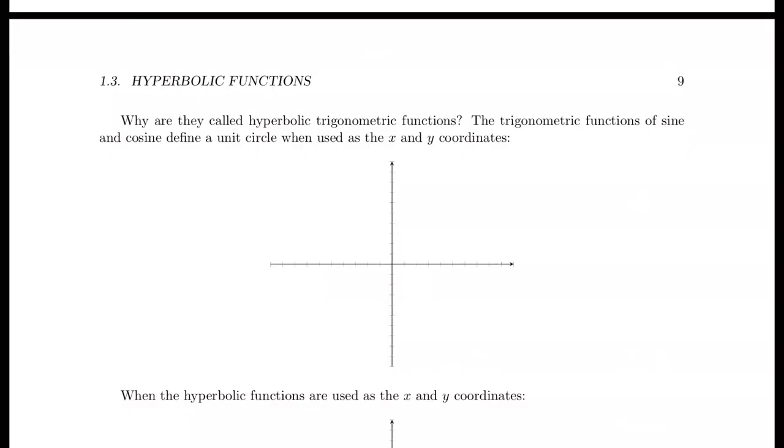Once we get to this part, we're going to ask ourselves this question: why are they called the hyperbolic trigonometric functions? Remember that the definitions of the sine and the cosine actually define a unit circle when we use them as the x and y coordinates. So for example, if I draw a circle, I'll try my best to draw a circle. It looks something like this. Let me move this a little, so it'd be over maybe here. All right, that's fine.